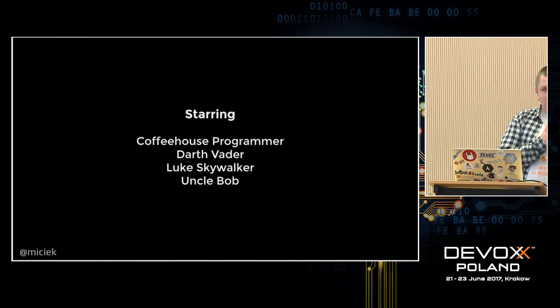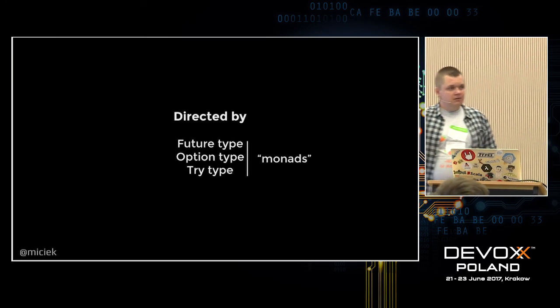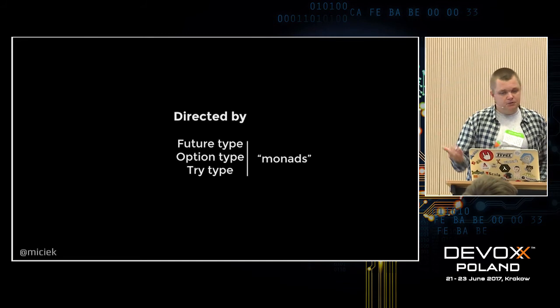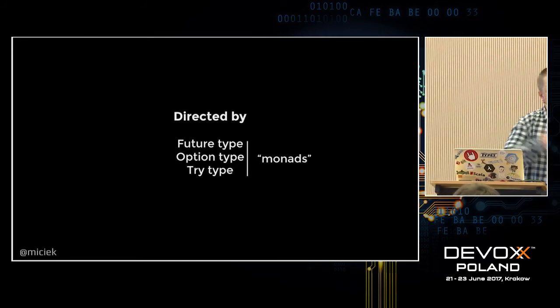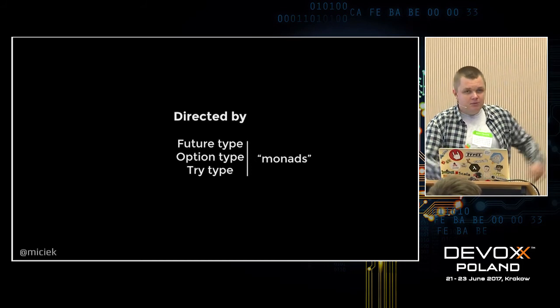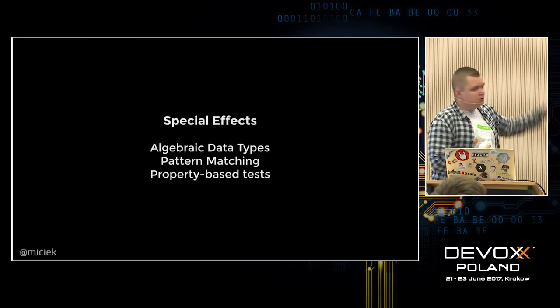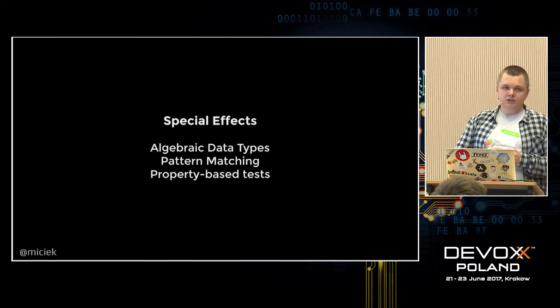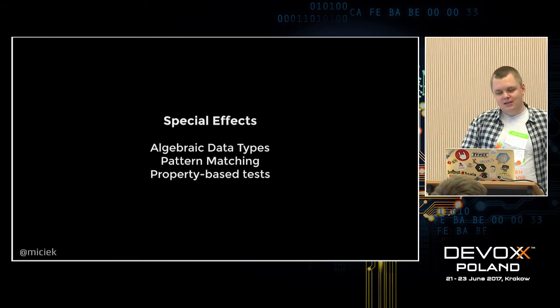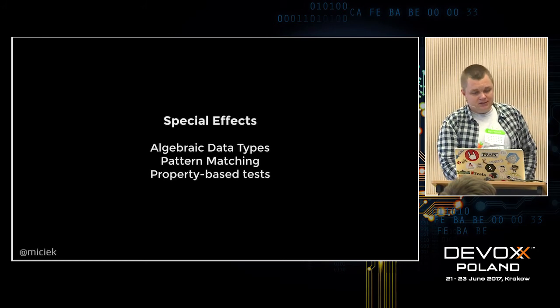So this was Pragmatist's Guide to Functional Geekery, starring Coffee House programmer, Darth Vader, Luke Skywalker, and Uncle Bob as guest star, and directed by future type, which models values that are maybe available in the future or may fail, option type, which models values that may or may not be there, and try type, which models computations that may fail. And all of them can be treated as monads because they have flatMap operation. Special effects, algebraic data types, which help us model more complex reality, pattern matching, which helps us deal with the algebraic data types, which may get complex, and property-based tests, which help us write tests using properties, not examples.